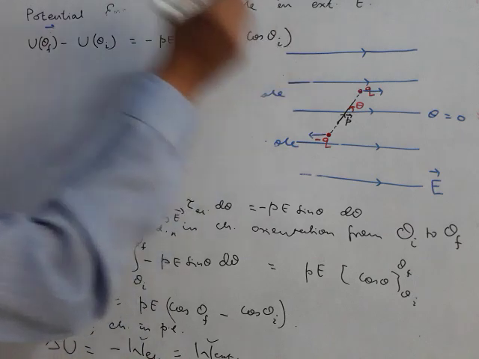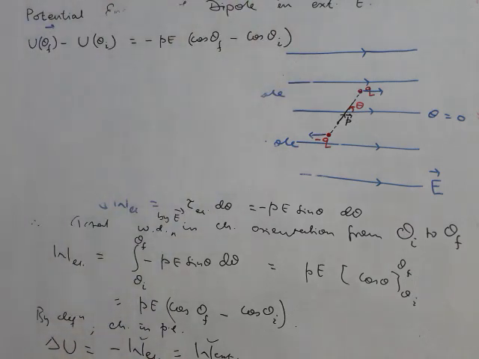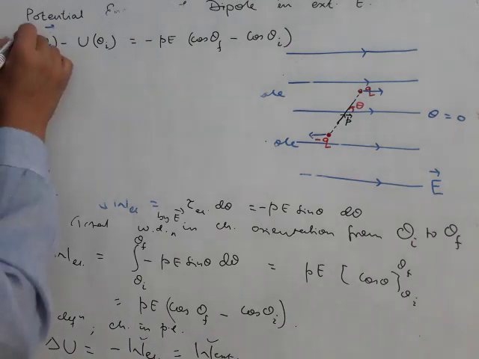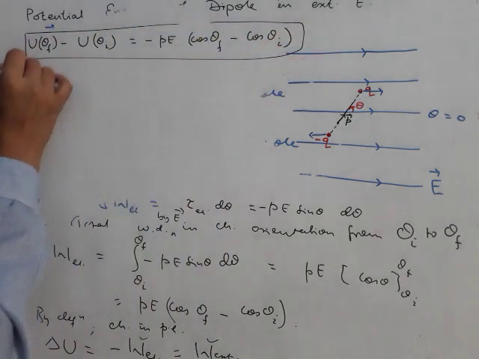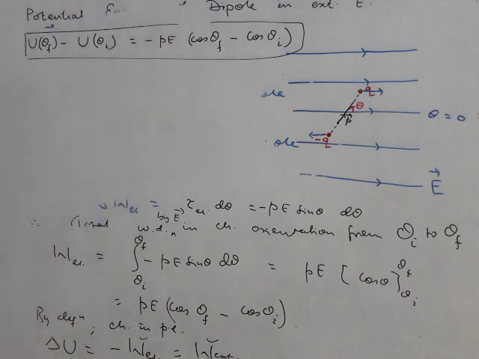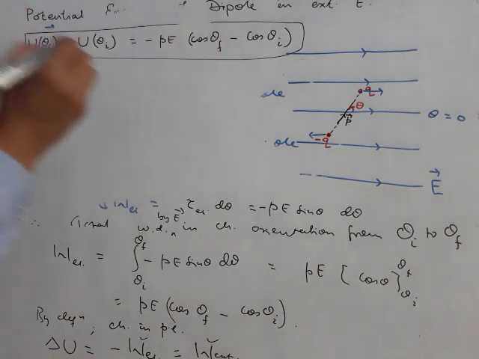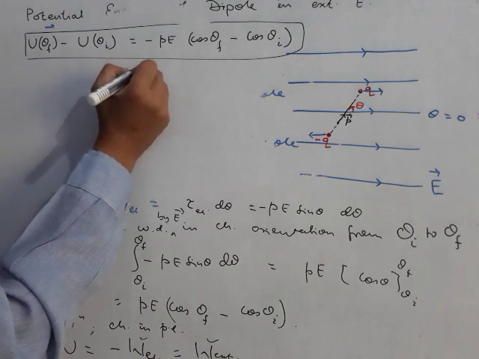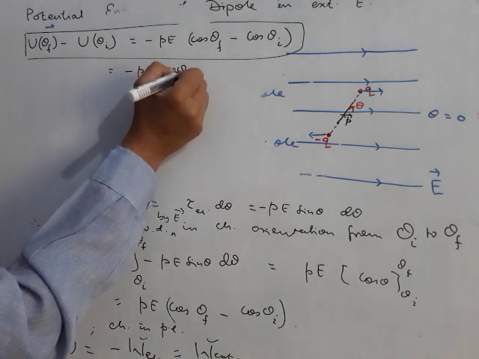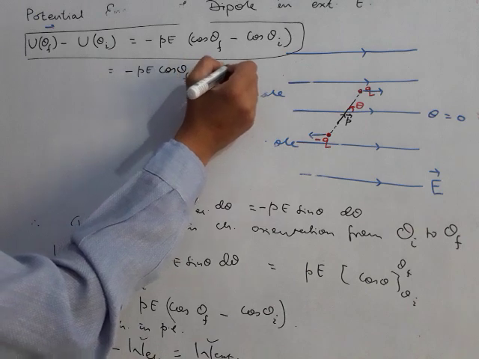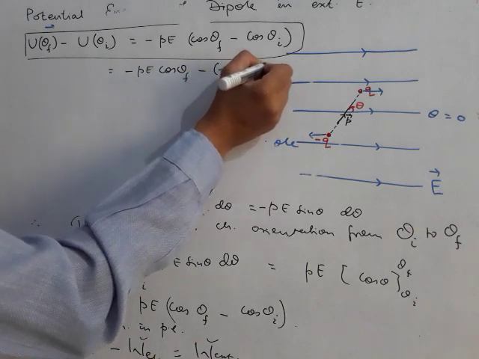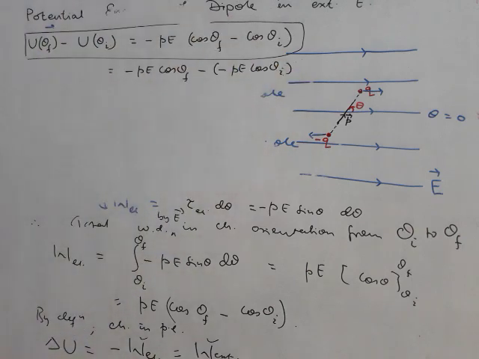theta I. So this is the expression for change in electrostatic potential energy for an electric dipole placed in external electric field. If you turn the dipole from angle theta I to theta f, its potential energy will change by this much amount. So I can write it like this also, minus PE cos theta f minus PE cos theta I.